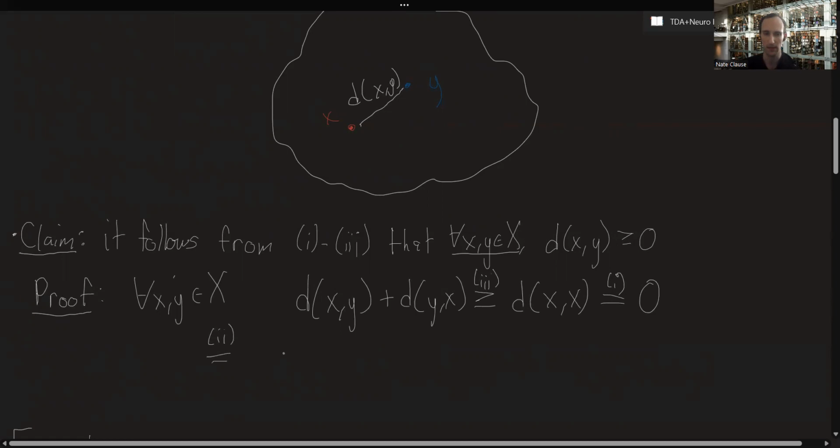By property 2, the left-hand side of this inequality equals twice the distance between x and y, because the distance between y and x equals the distance between x and y. So combining this, we get 2 d_X(x, y) is greater than or equal to 0, and we divide both sides by 2, and we get the claim. So this is a very, very important property of metric spaces, that the distance between any 2 points is non-negative.